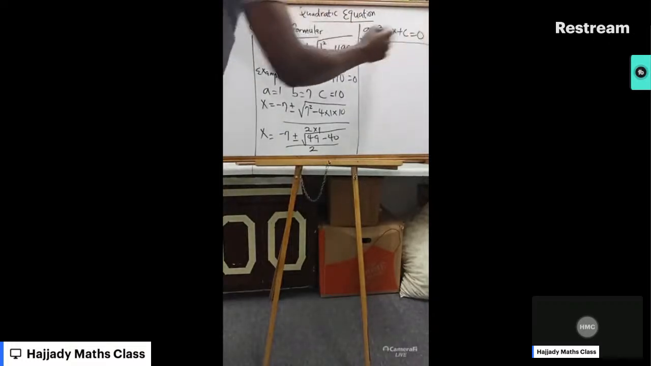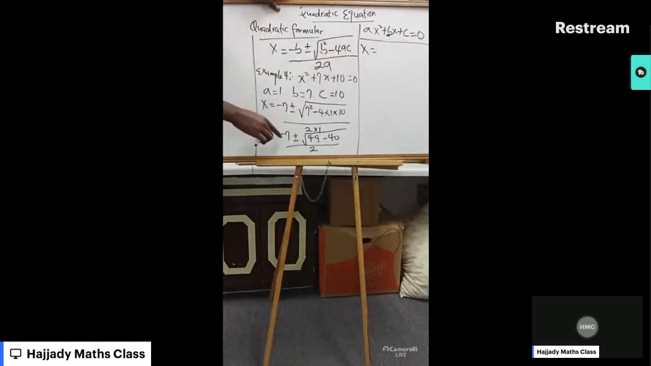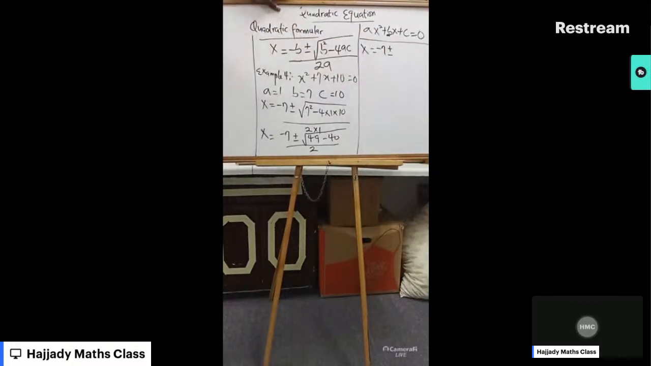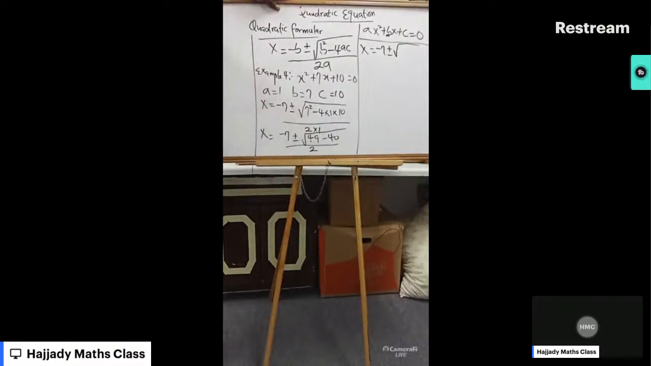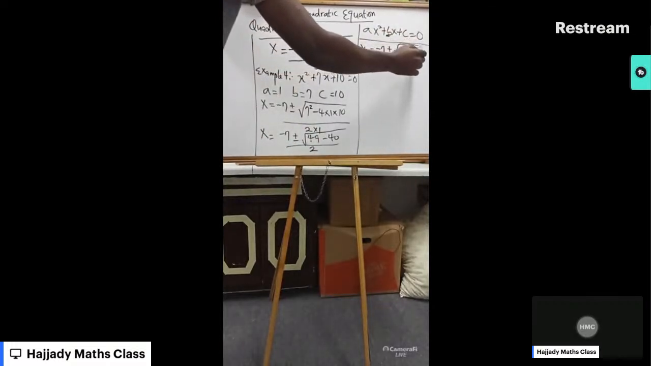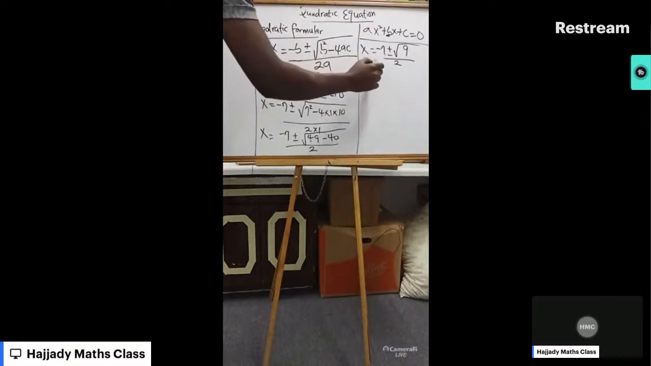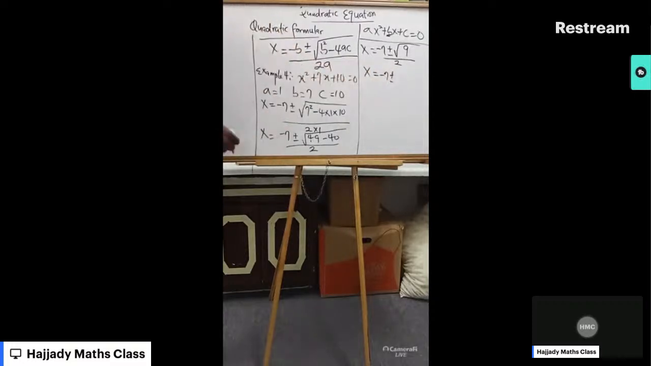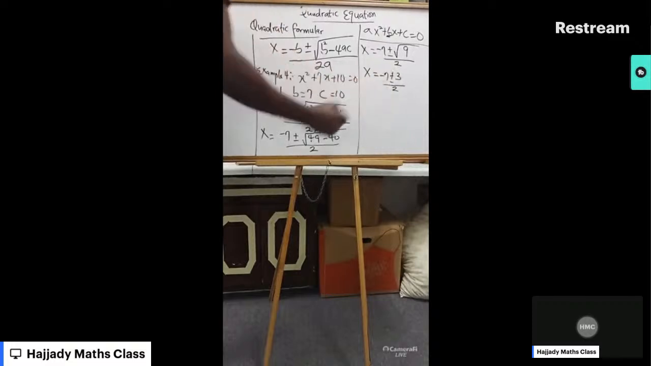So continuing from this, I have that x equals negative 7 plus or minus square root of 49 minus 40, which is going to give 9, over 2. So with this, we have that x equals negative 7 plus or minus, what is the square root of 9? 3, over 2.